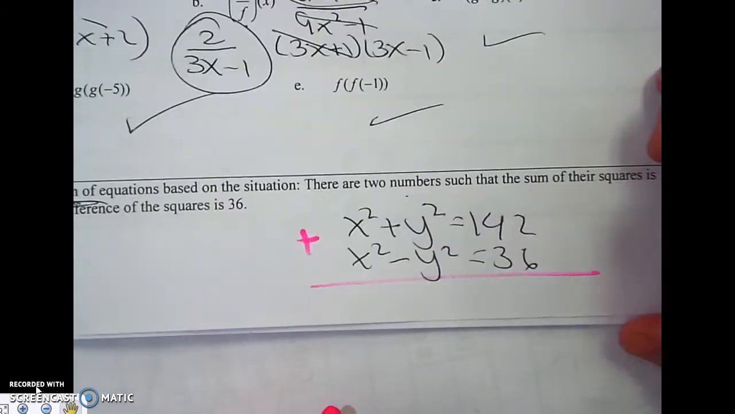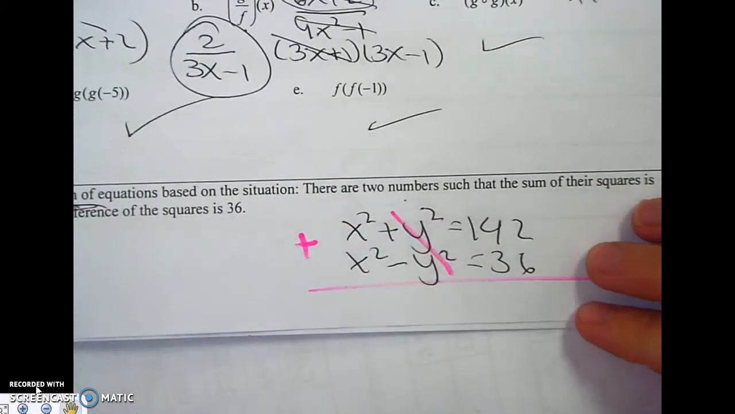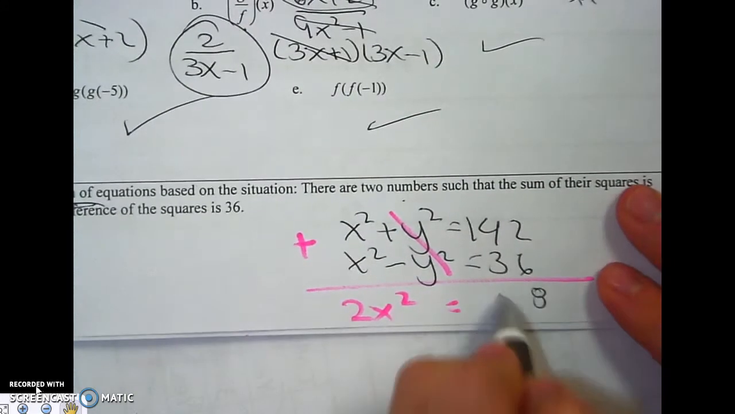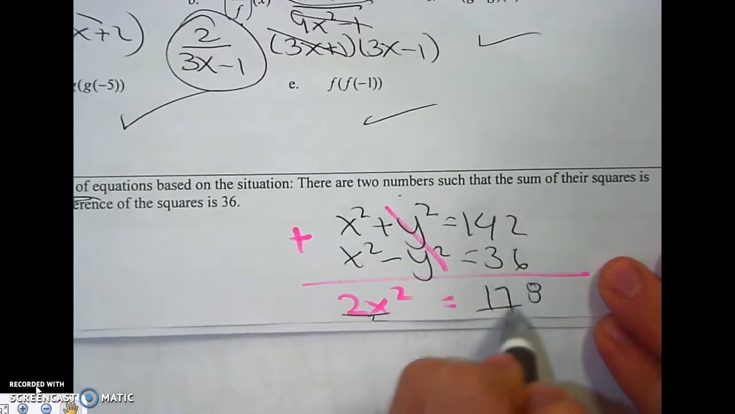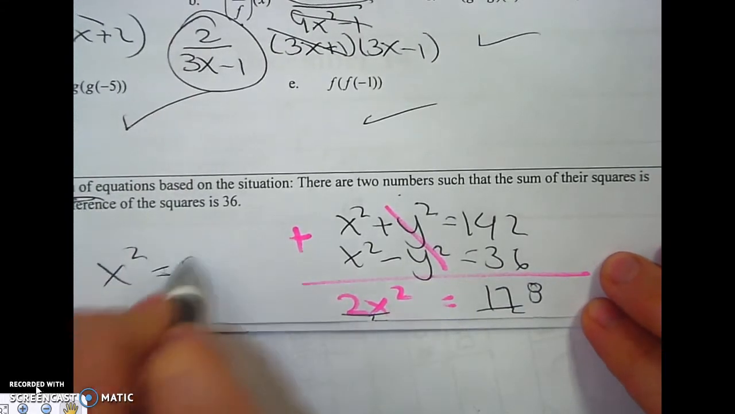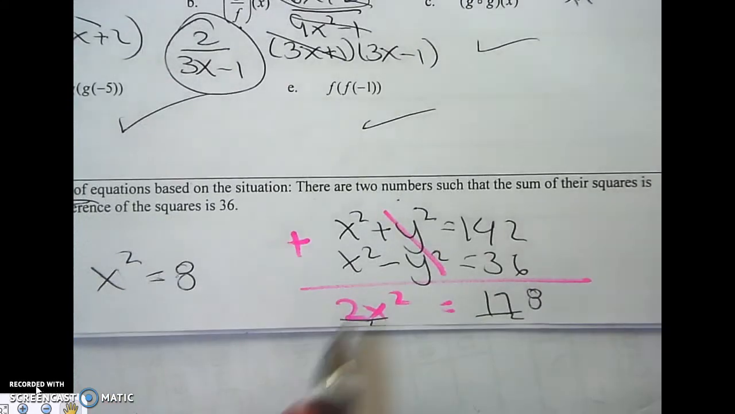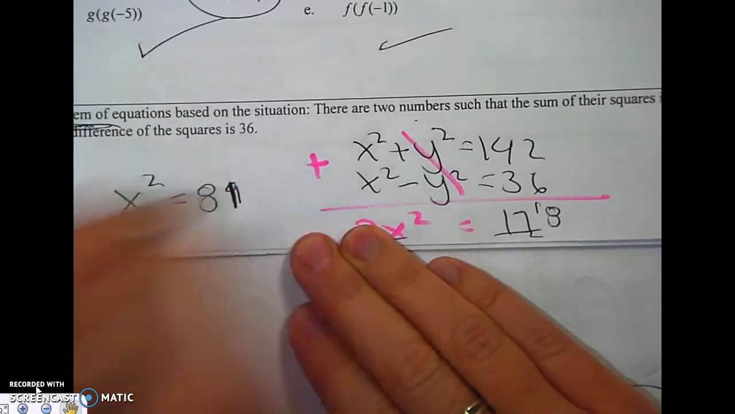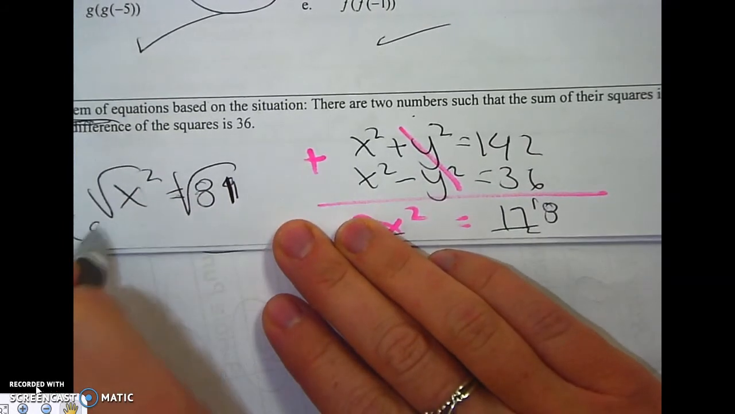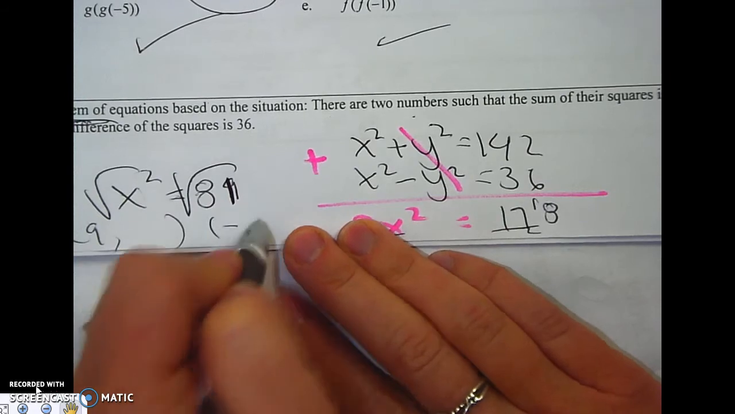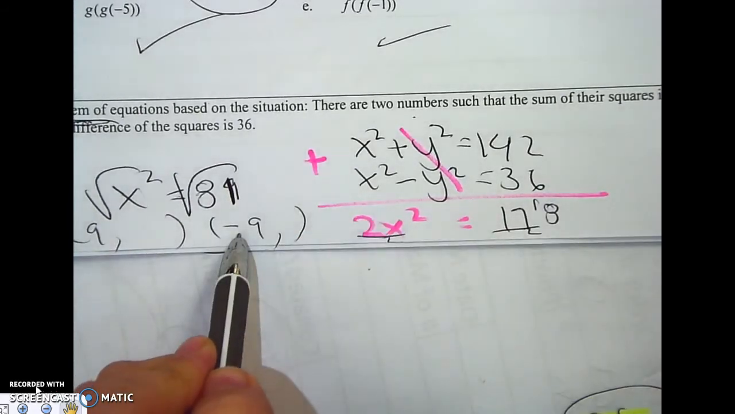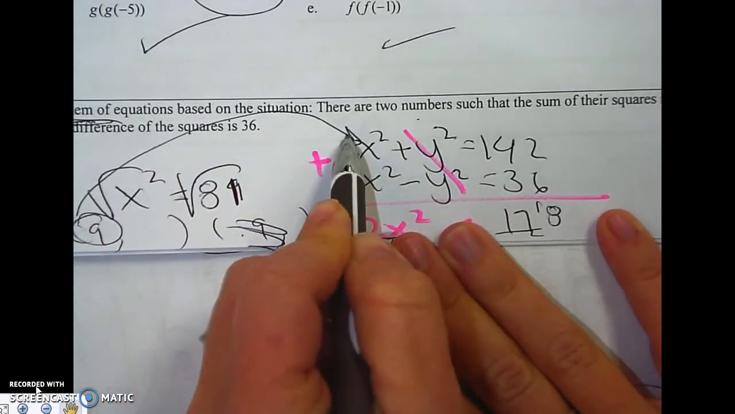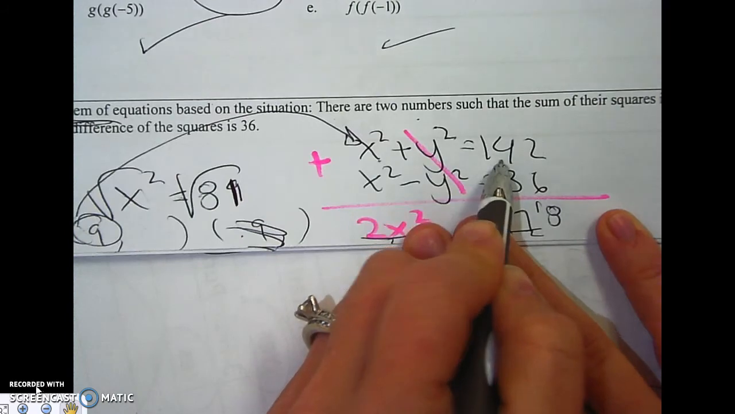So if you're going to do the bonus, you're going to solve. I notice that these can go away when I add them. So I'd be left with 2x squared equals, let's see, 178. Divide by 2. X squared equals 89. That isn't what I wanted it to do. Let's pretend it's 81, okay? Then I would square root. One value is 9. One value is negative 9. And if you look, that means that one of the numbers is 9. You would take the 9, plug it into x, solve for y, and get the other value.